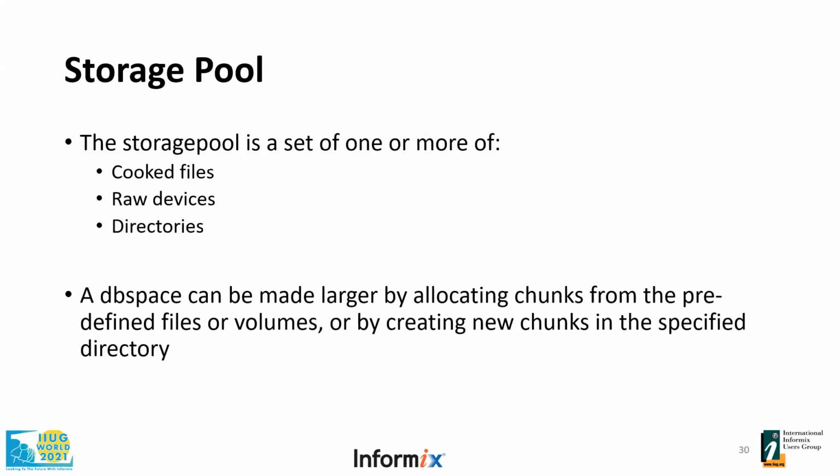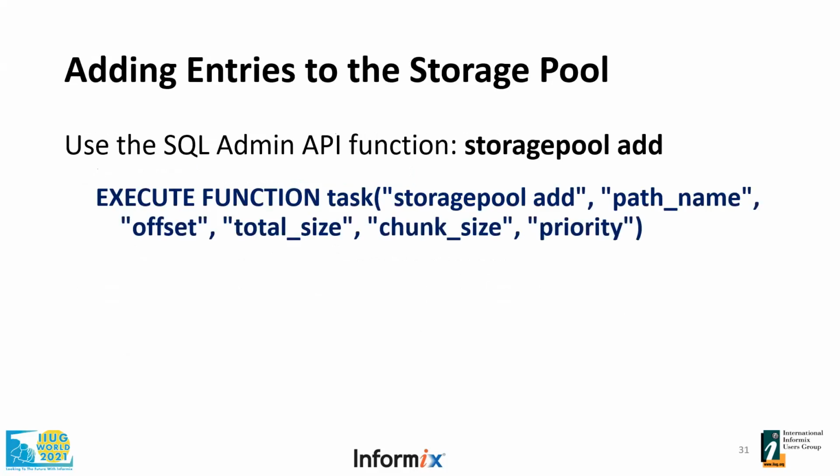So what goes in the storage pool? It can be a set of cooked files, a set of raw devices, or even directories. So how do we add stuff to the storage pool? It's really simple. Again, we're using our sysadmin API, and we're using storage pool add. We pass it a few things, including the path name of our resource, the offset, the size, how big we want any chunks allocated from that resource to be, or a minimum size, and a priority.